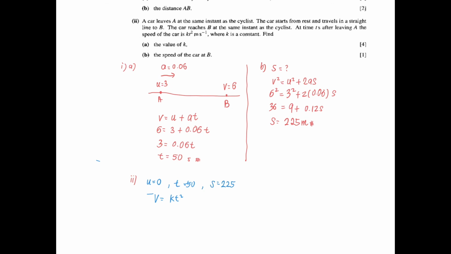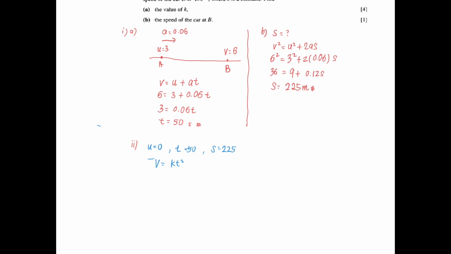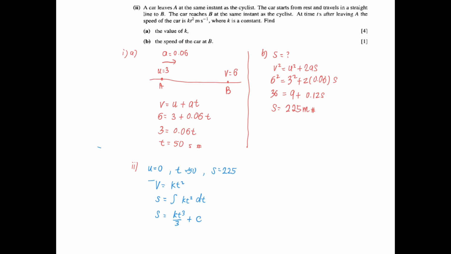And now with the displacement, it gives us an idea that we have to do integration to find the displacement. Okay, so we do like this. S equal to integrate velocity, so we get kt cubed over 3 plus c. Okay, so this is the displacement function, and we have to find c first. So now to find c, let's say I bring it here.